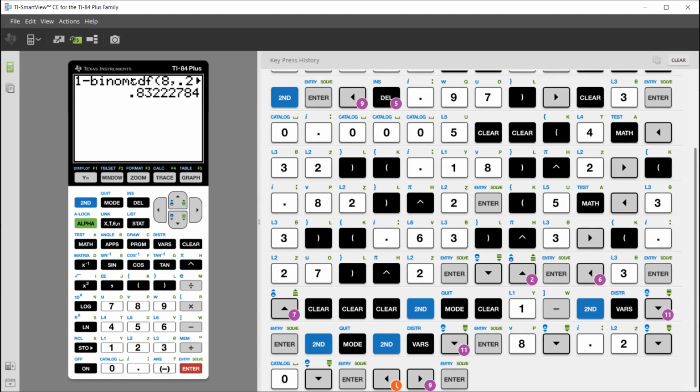That's the first answer? Yep, it should be the first answer. This one's actually right. Number 3 is actually right. All right, so that's 0.8322.